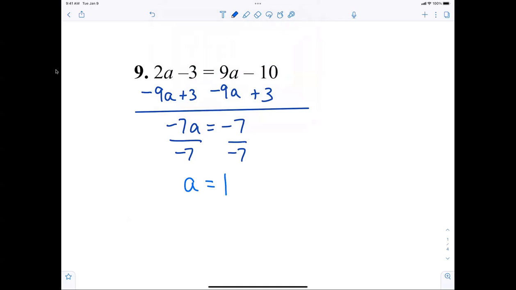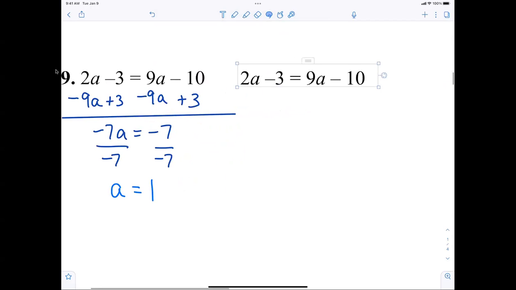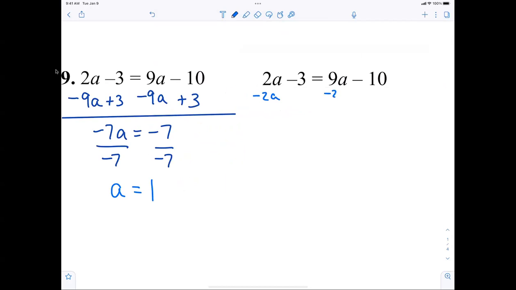If I would have subtracted 2a, I would have kept everything positive. So I'm just going to pull this over here and just as a double check and verify. I personally would have said -2a and -2a and +10 and +10. And then I would have had 7 equals 7a. Do you see that? Does it matter though? No. It makes no difference. The only thing that's important is variables go on one side and numbers go on one side.